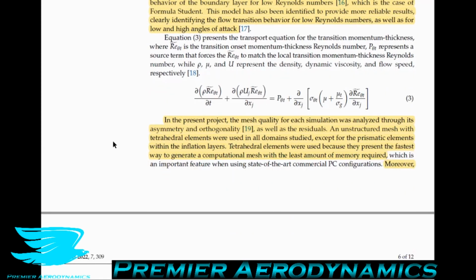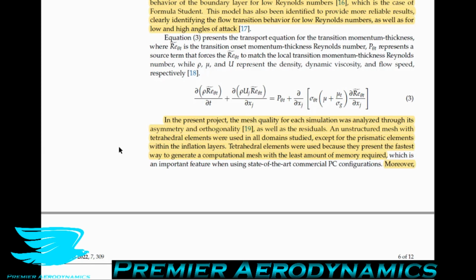So in this present project, the mesh quality for each simulation was analyzed through its asymmetry and orthogonality, as well as the residuals. So what is this? Asymmetry and orthogonality and residuals, they are different. The asymmetry and orthogonality are for the mesh itself, whereas residuals is for the convergence of the simulation. That's during the solving stage.